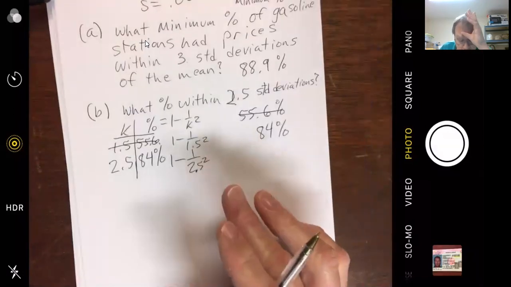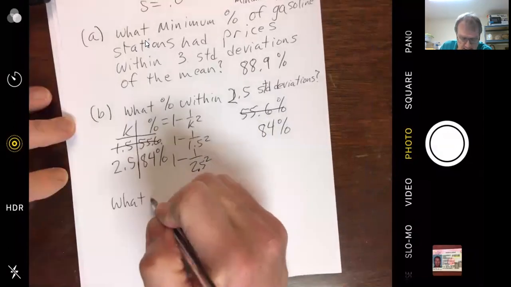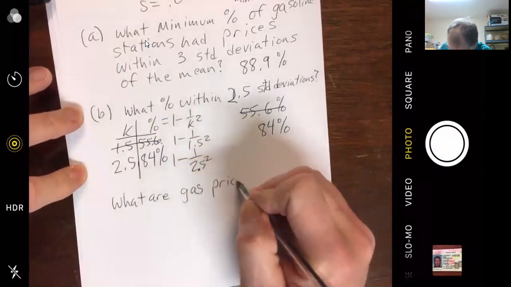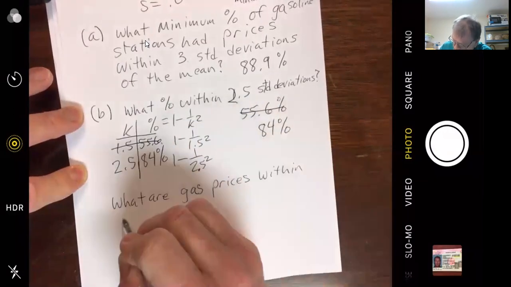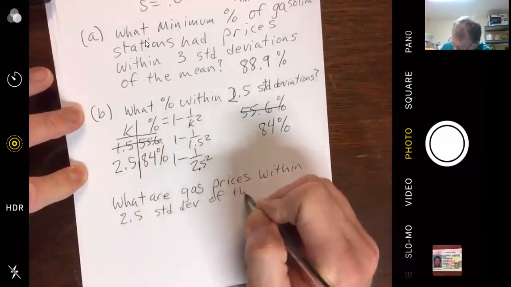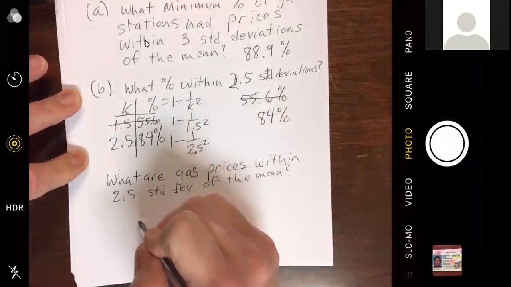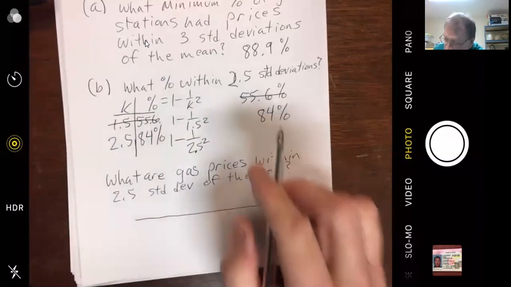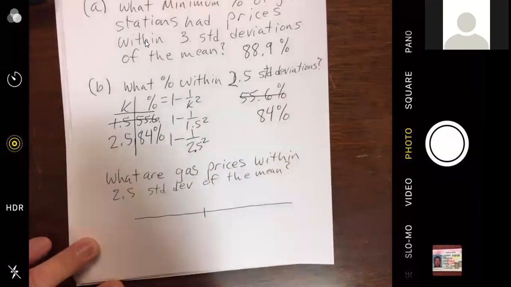Okay, do you want to finish B? What are gas prices within 2.5 standard deviations of the mean? Well, that's the percentage, but that's not the gas prices. Okay. Yeah, there's a distinction.